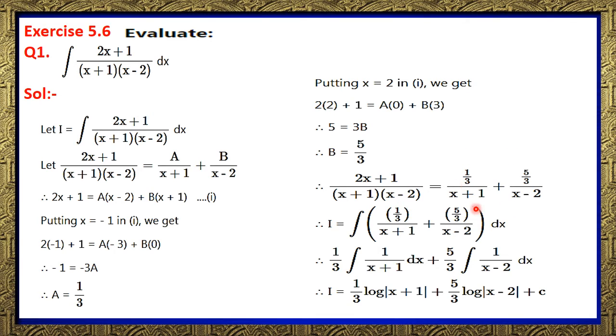So we will integrate each term, and the constants will be taken out: 1 upon 3 into integral 1 upon x plus 1 dx plus 5 upon 3 into integral 1 upon x minus 2 dx. We can integrate this by considering it in the form of 1 upon x. So it is log modulus of x plus 1, that is 1 upon 3 log modulus of x plus 1 plus 5 upon 3 log modulus of x minus 2 plus c.